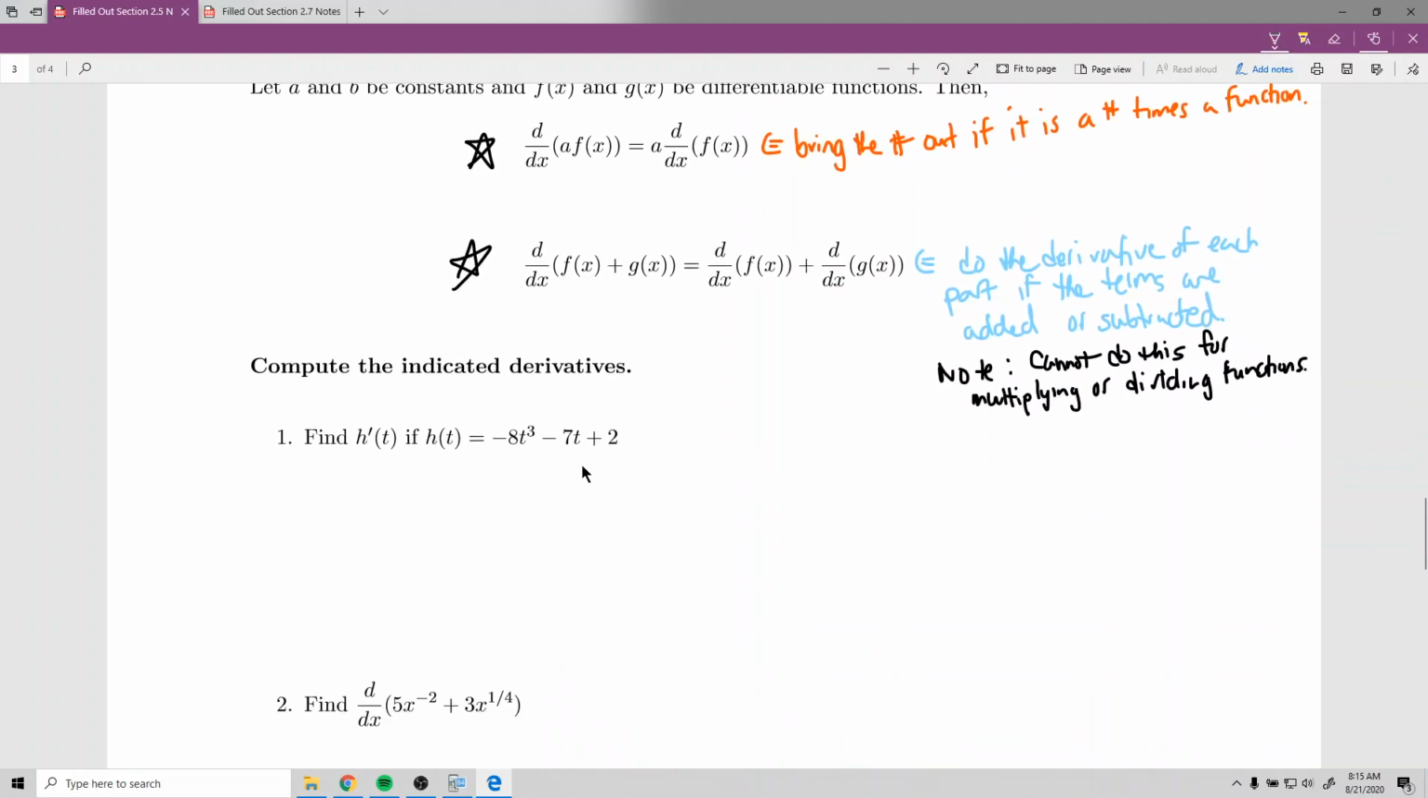Right, so the first one says, find the derivative of h of t if h of t equals -8t cubed minus 7t plus 2. Right, so the first thing to do, you don't look at the power rule. What we do is if you have more than one term, and we have 3 here, we want to do the derivative of each part. That's the first thing to look at.